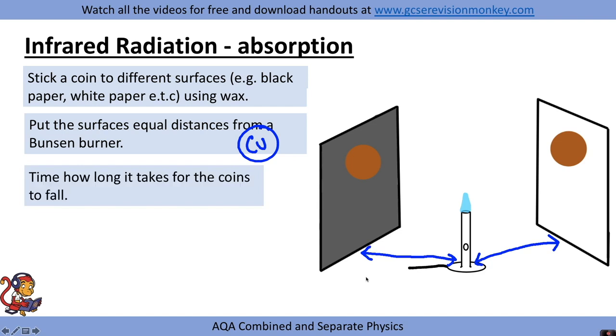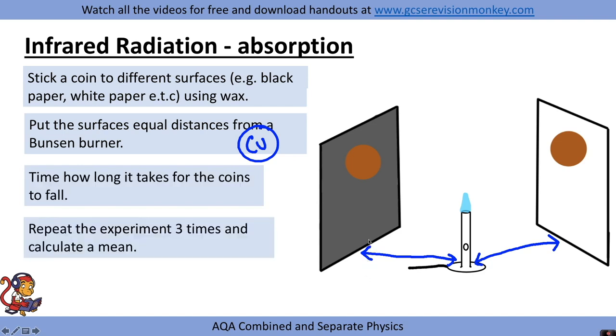And you would time how long it takes for the coins to fall. And then you'd repeat the experiment 3 times and calculate a mean. So the materials that are better at absorbing infrared radiation, like matte black, it is not only a good emitter of radiation, but if you are a good emitter, you are also a good absorber.